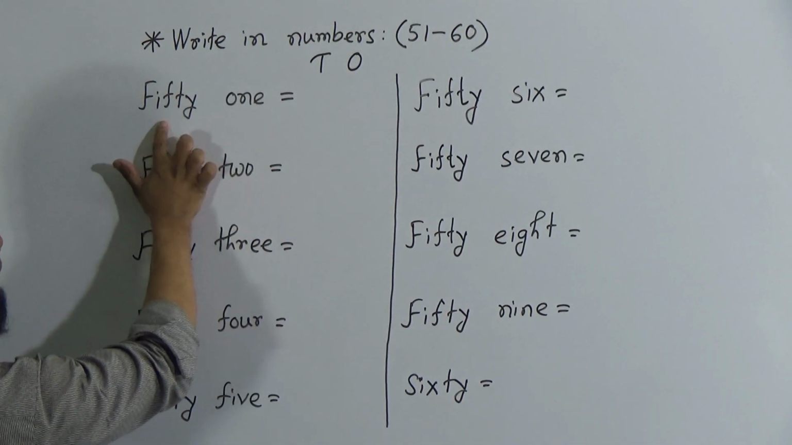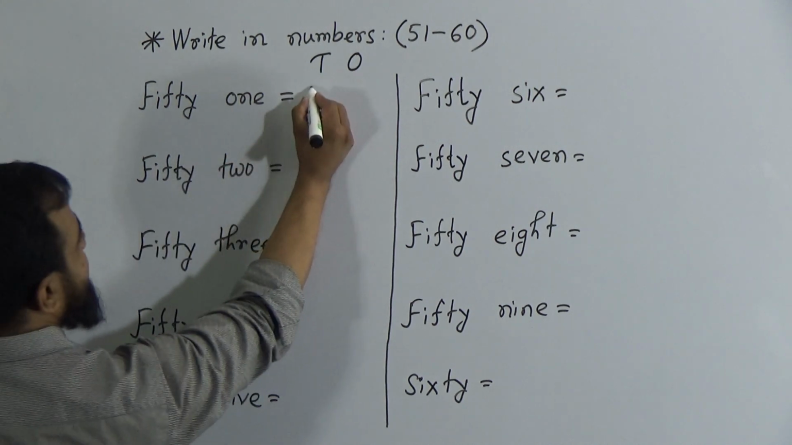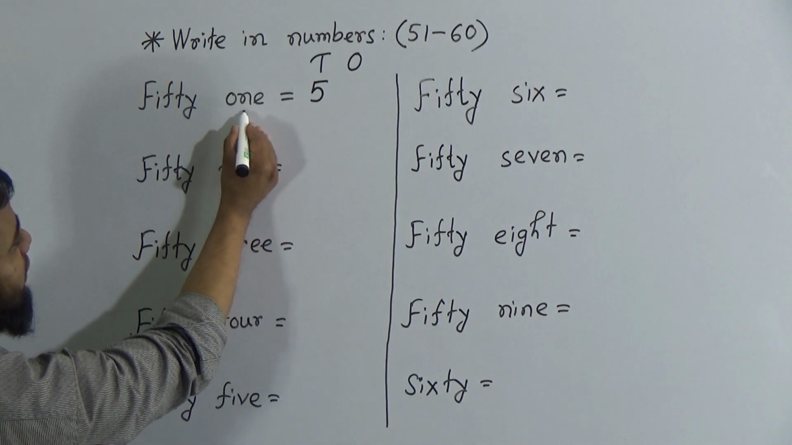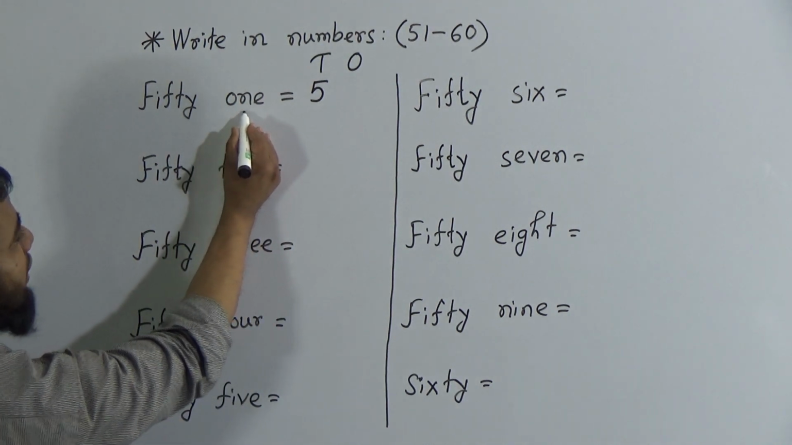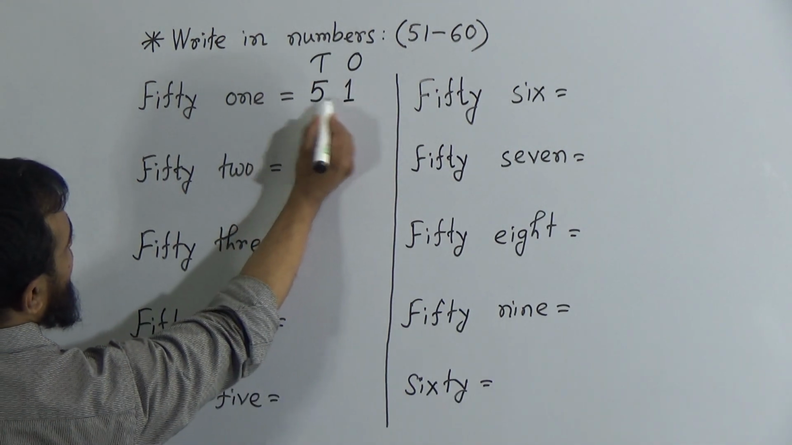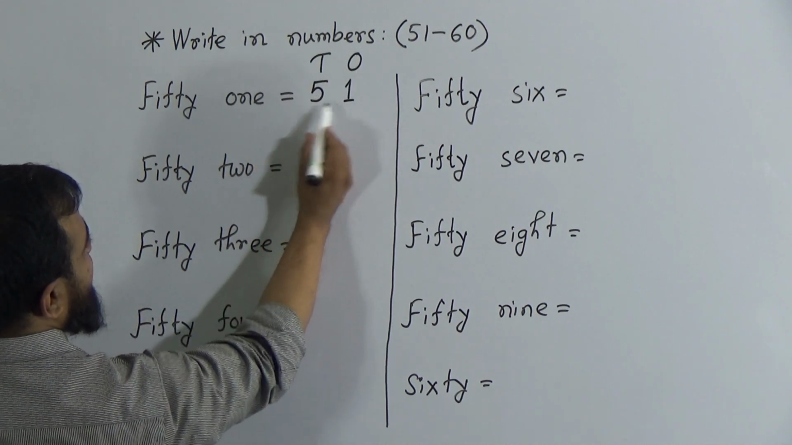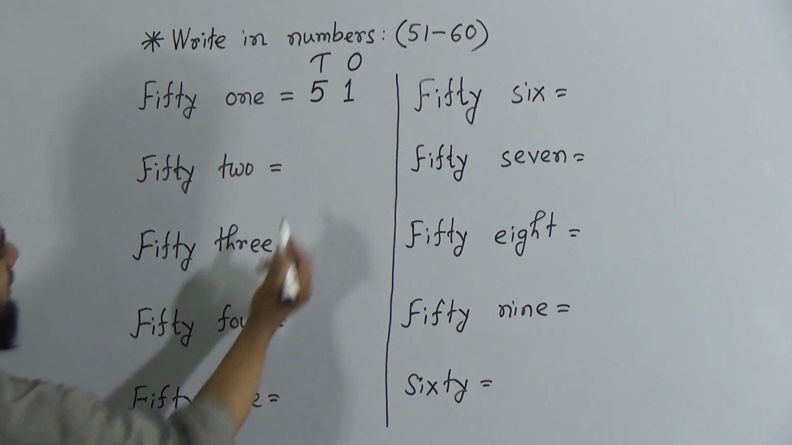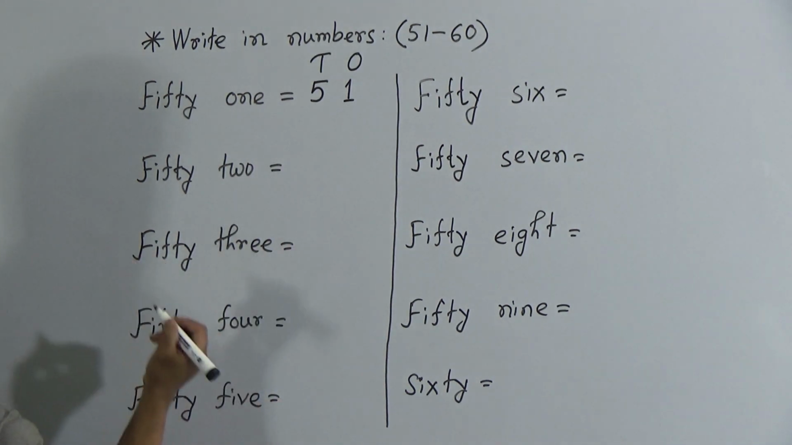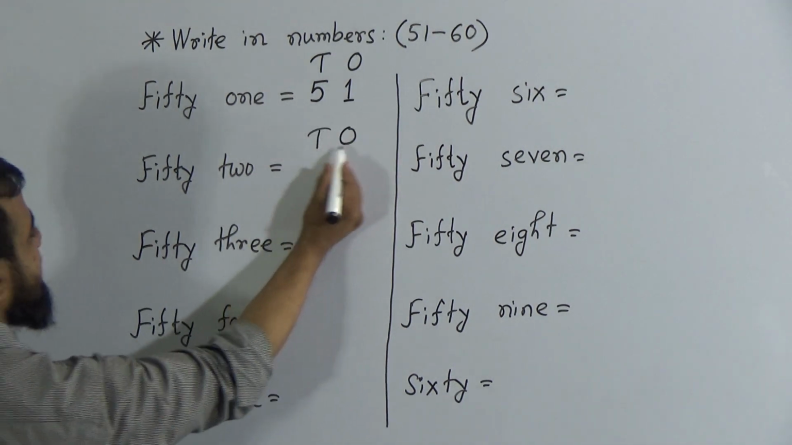The first number is 51. To write down 50, we should write down 5 in the tens place. It means 50. And we need to write down 1 also. 1 we should write in the ones place. This makes 51. That means 5 tens and 1 one makes the number 51. Or easily we can say directly, 5 and 1 makes the number 51. Like this one, for the next ones we will write down the tens place and ones place.